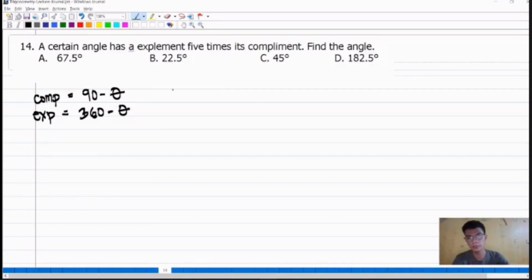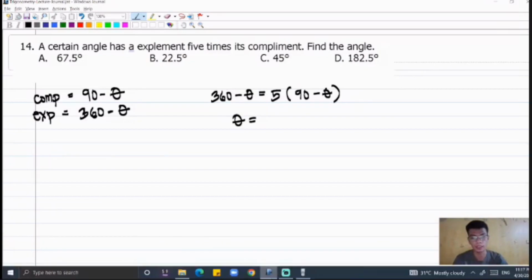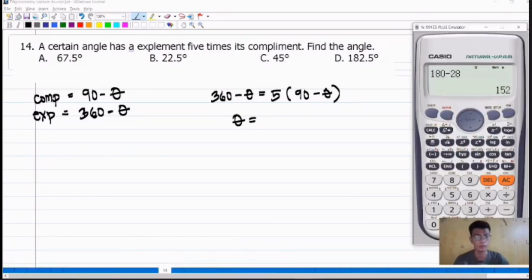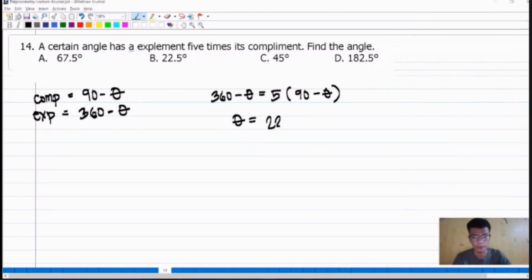So, sabi sa ating problem, the explement 360 minus the angle theta is equal to 5 times the complement. And the complement is 90 minus angle theta. So, hanapin na natin directly yung value ng angle theta, which is the answer. So, 360 minus x is equal to 5 times the quantity 90 minus x. Solve, and the answer is 22.5 degrees.